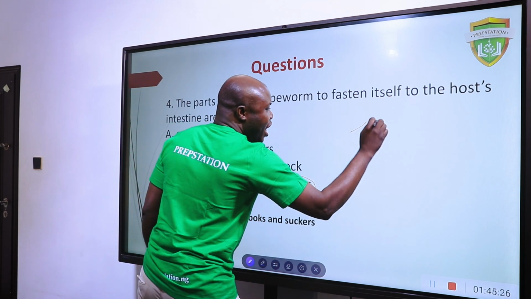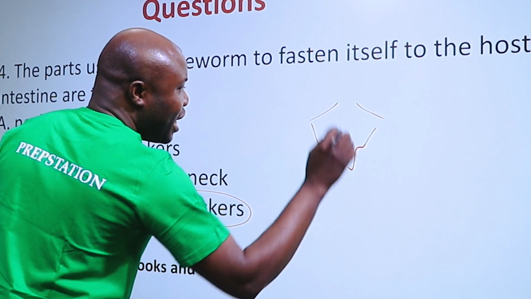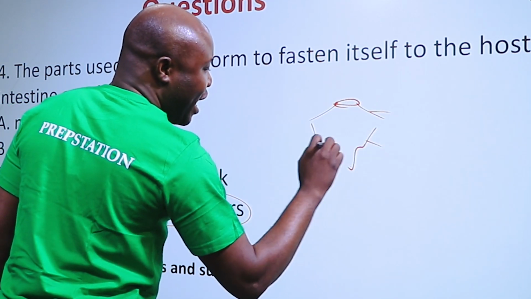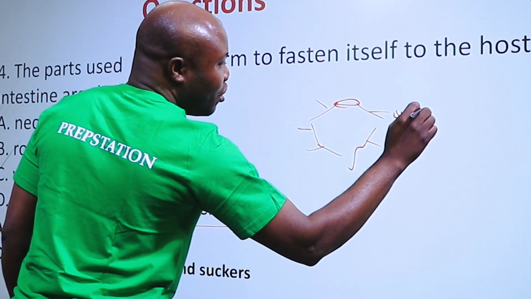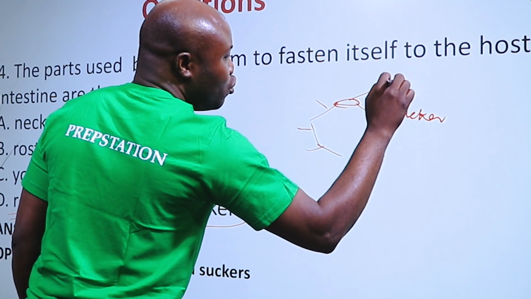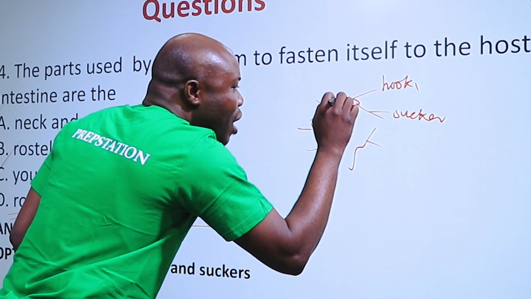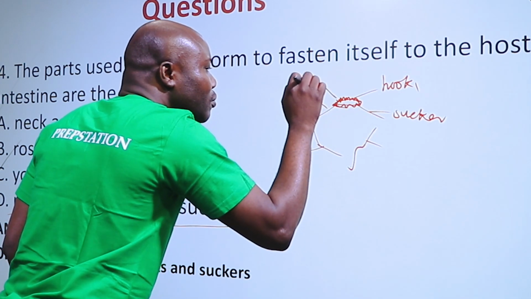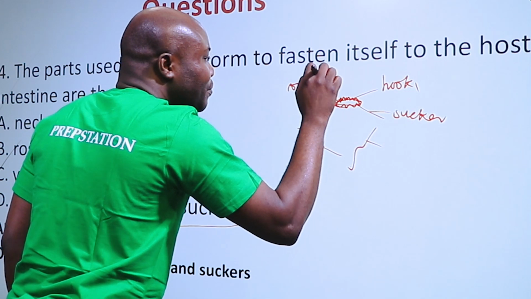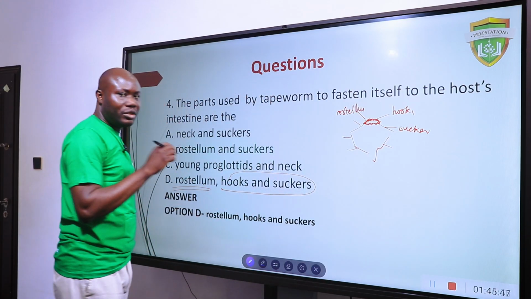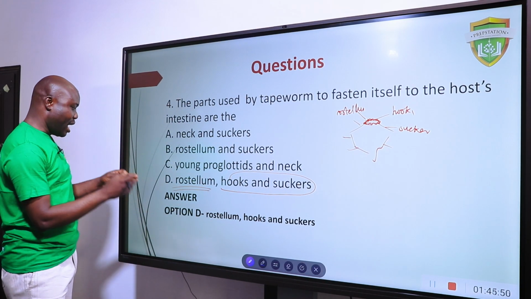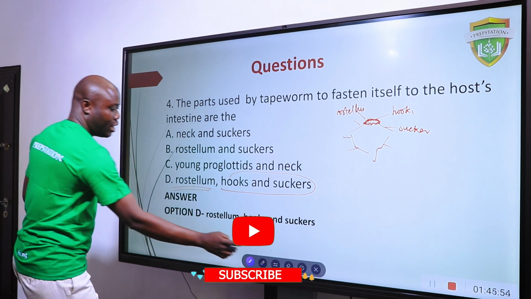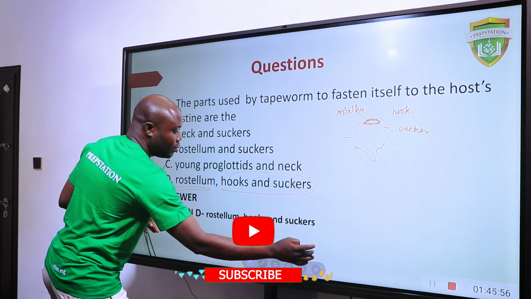Let's say this is the head of the tapeworm, right? So this is the part here. Of course, you know that the suckers are here. These are the suckers here. Now, this place is the hooks, right? But the point is, we have some tiny projections here. So these are the rostellum. You get? Please, that's the rostellum. Okay, so the answer for this question is option D. Okay, let's look at the next question.